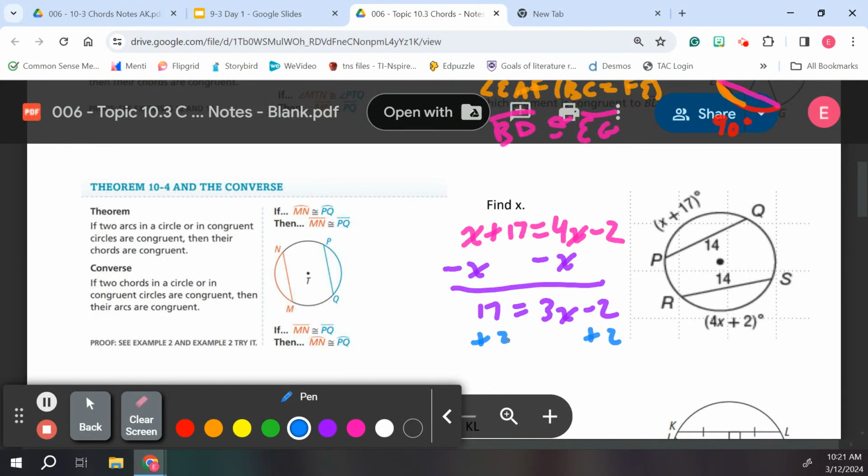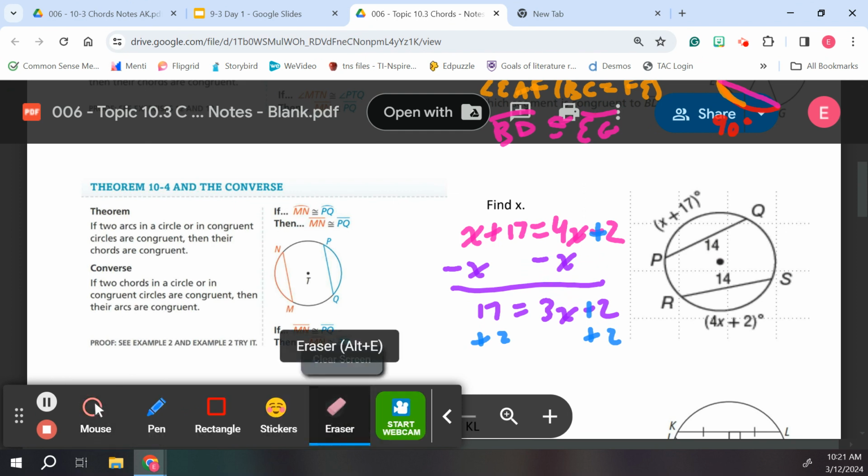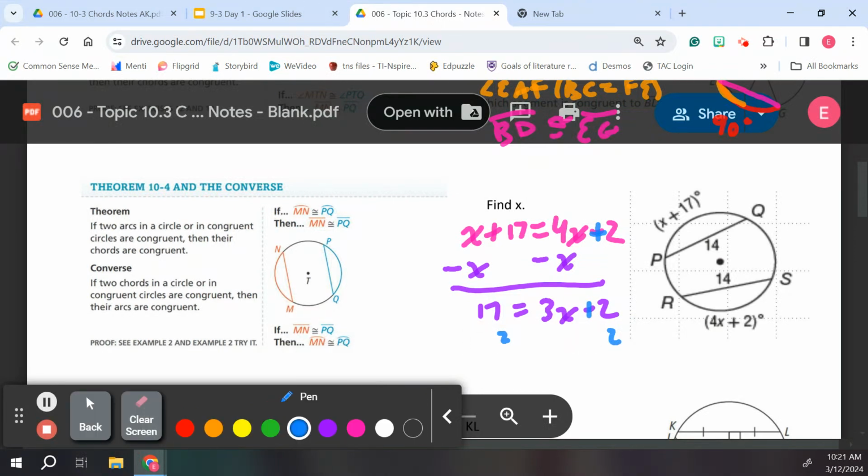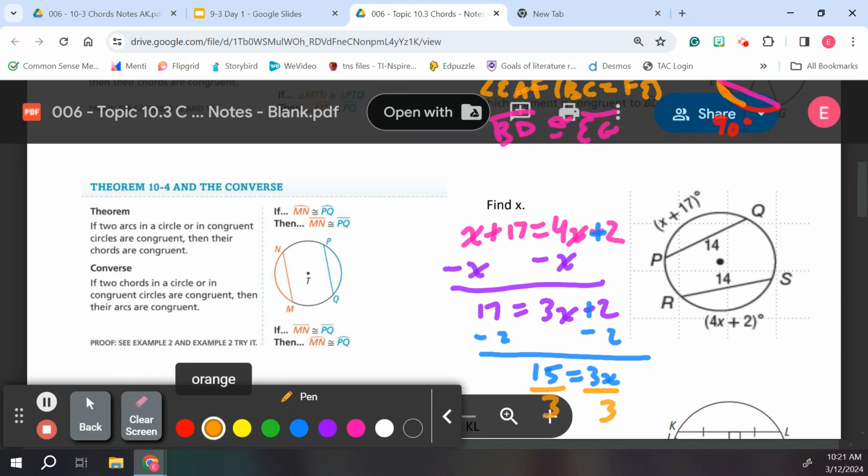Wait, was this? Oh, this was plus. My apologies. I'm going to have to subtract 2 from each side. I was wondering why that wasn't working out. Here we go. So this leaves me with 15 equals 3x. And we'll divide both sides by 3. So in this case, x is equal to 5. And if we substituted that in, we would see that PQ and RS are congruent.